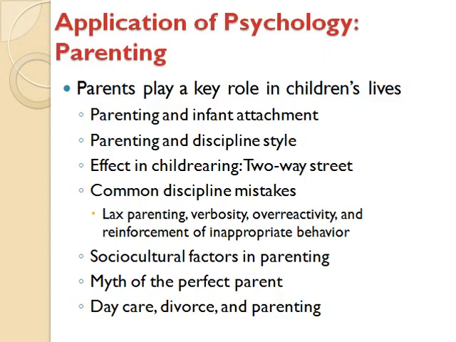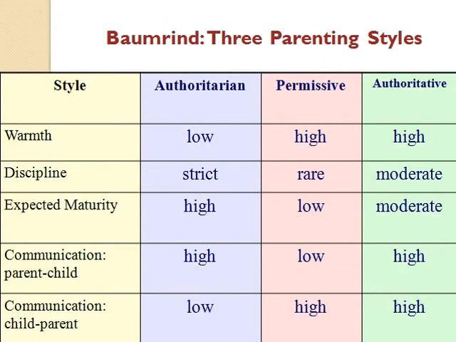Baumrind has classified the parenting styles under three. The first one is authoritarian parents, the second one is permissive parents, the third one is authoritative parents. And he has given 5 dimensions of parenting. The first one is warmth, second one is discipline, third one expected maturity, fourth communication between parent and children, the last one is communication between child and parent.